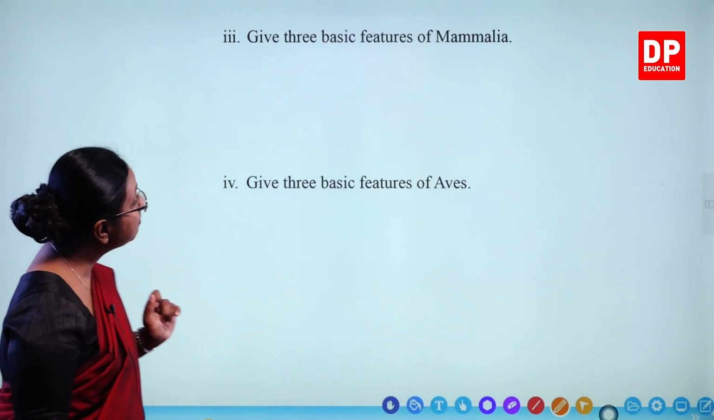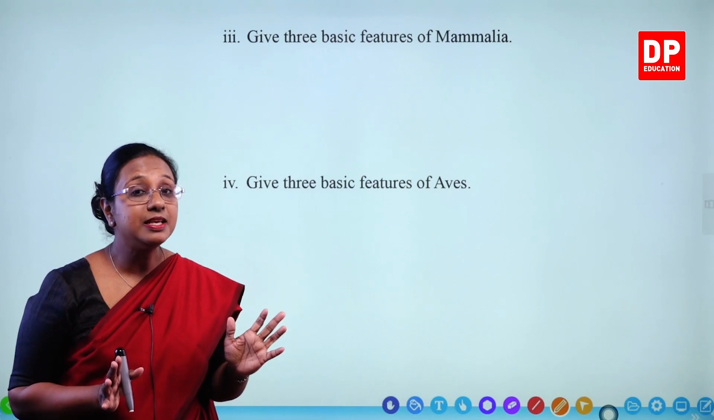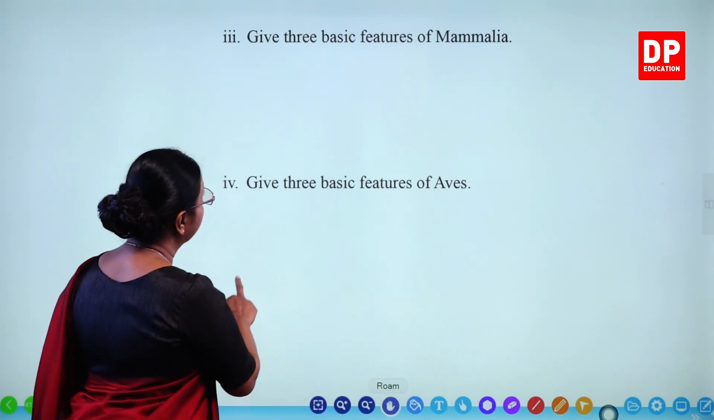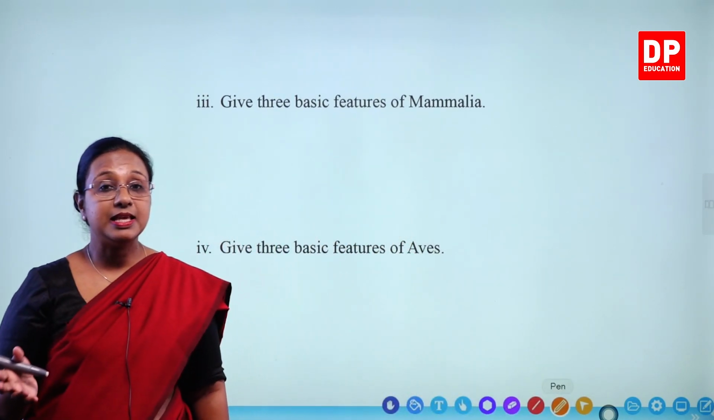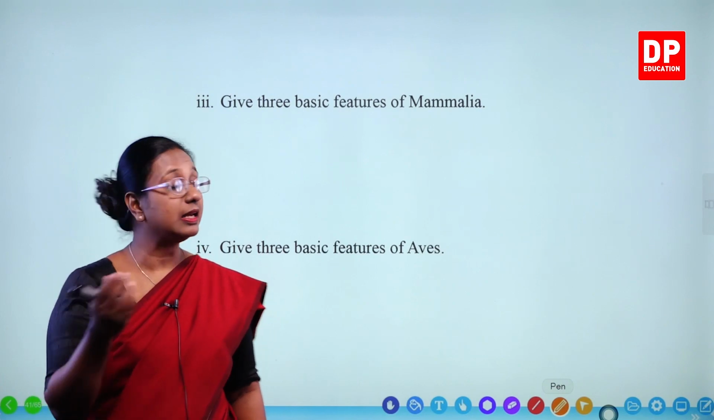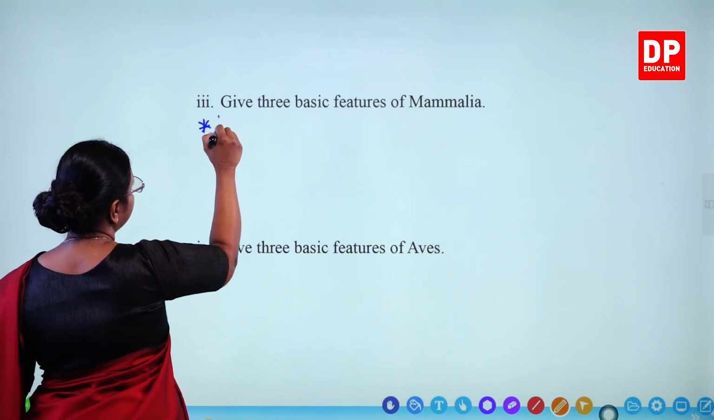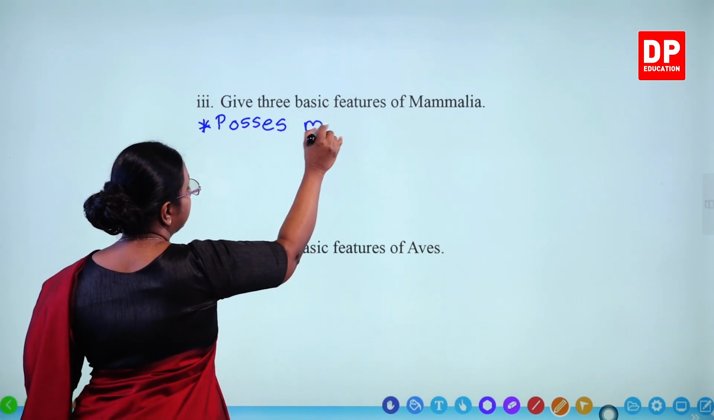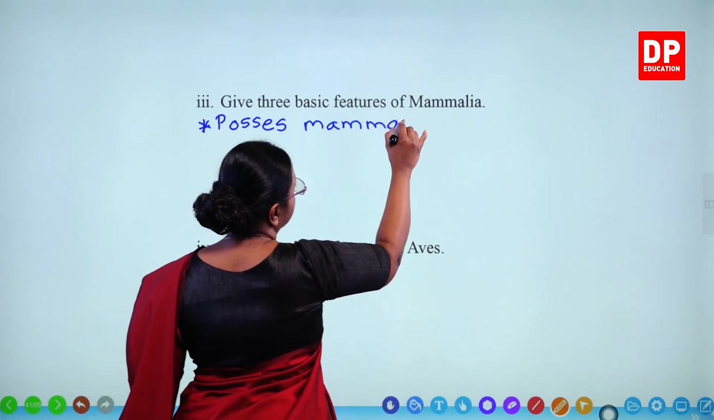Give 3 basic features of mammalia. Basic features. Why do we call them mammalia or mammals? What is the reason? Because they have mammary glands. So, basic features. First one, I will say possess mammary glands.